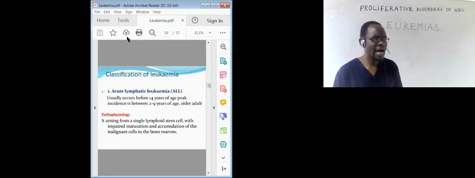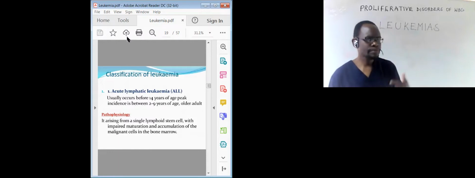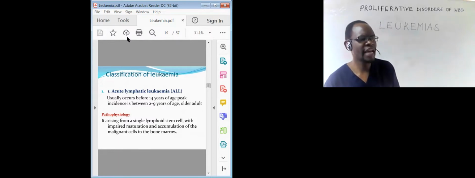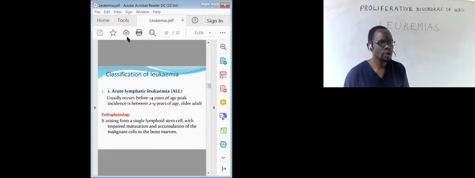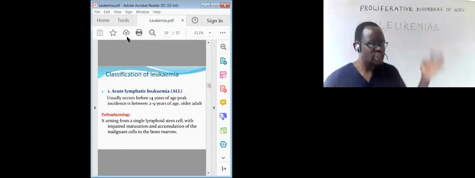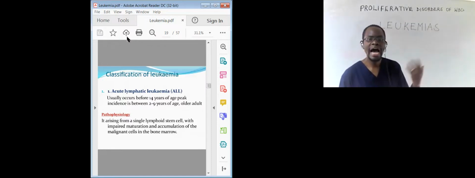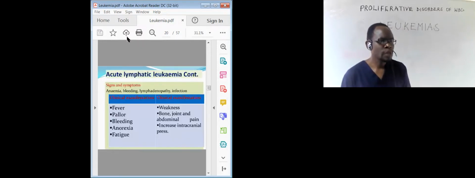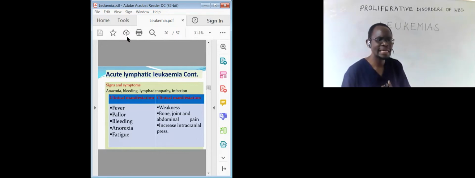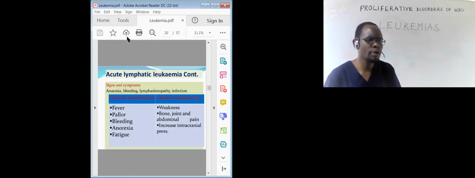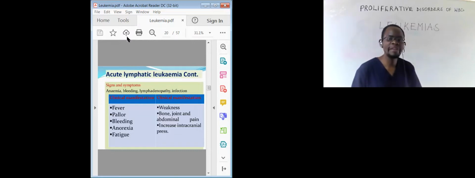So this usually occurs in childhood, before 4 years of age, and the peak incidence is between 2 to 9 years. The pathophysiology is basically that it arises from a single lymphoid stem cell with impaired maturation and accumulation of these cells in the bone marrow, as we talked about earlier. So what are the signs and symptoms? Things like anemia, bleeding, because the platelets have been compromised, also lymphadenopathy and infection.